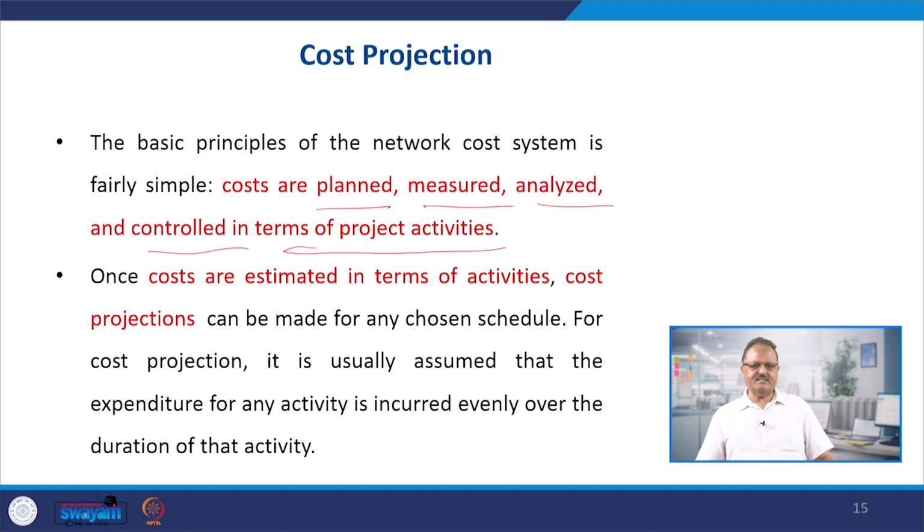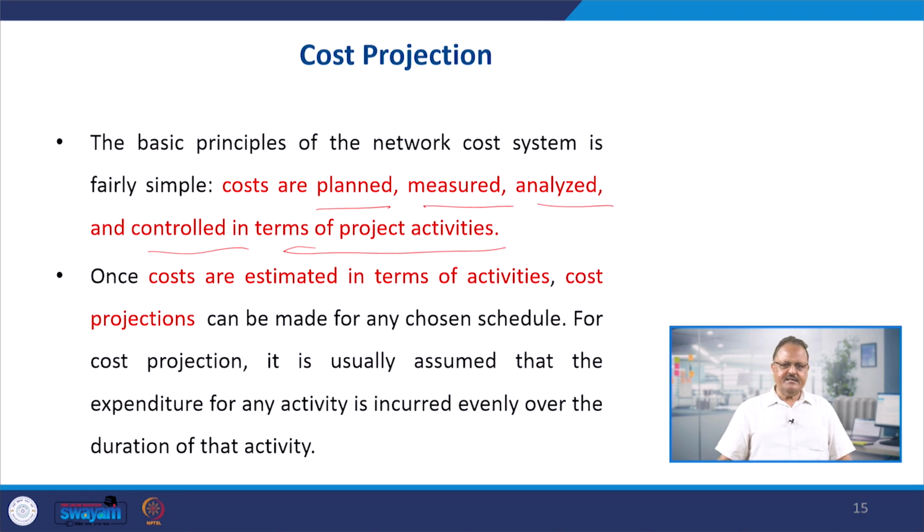Once the costs are estimated in terms of activities, cost projections can be made for any chosen schedule, meaning whatever network we have developed. First you have to develop the activity wise cost. Once that activity wise cost has been developed, and the network structure which we saw has also been developed, we can go for the cost projections on the basis of the activity based cost and the network which is developed.